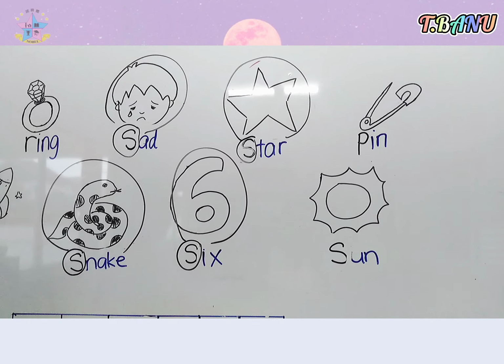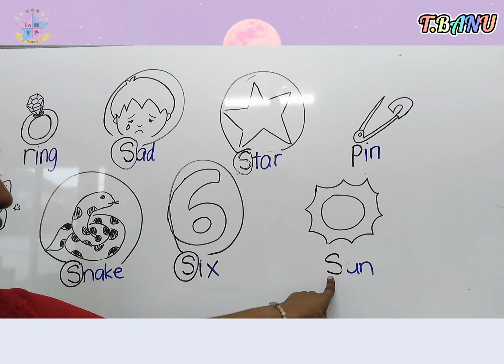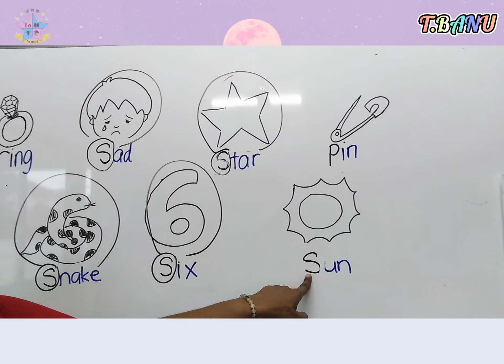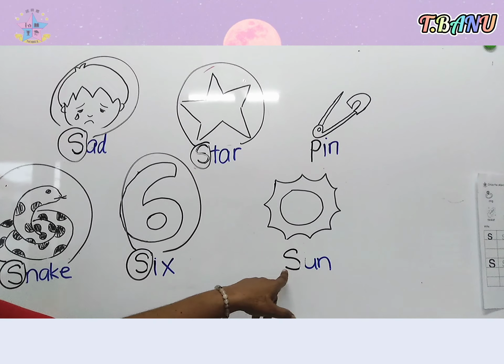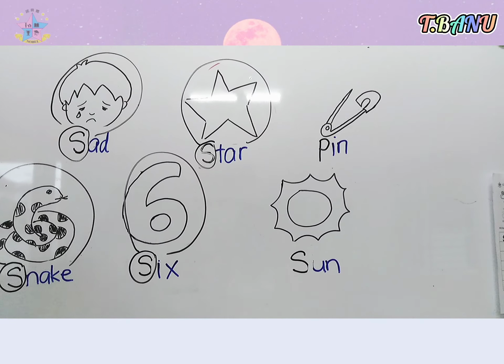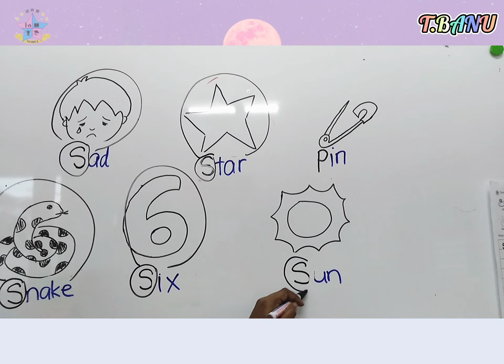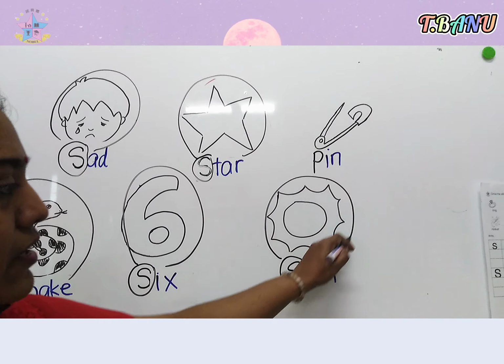The last one will be sun. S, sun. S, sun. Circle the letter S and then circle the picture too.